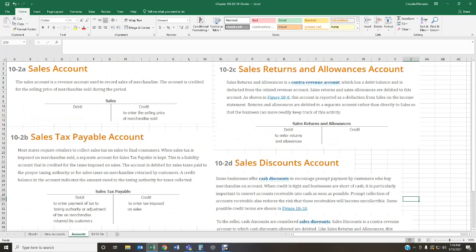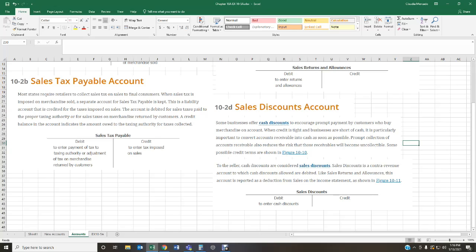We also have sales returns and allowances. It's basically a contra revenue account which has a debit balance, and it is deducted from the related revenue account. So sales returns and allowances are debited to this account. Whenever you have a sales return and allowance, it's going to have a normal balance of a debit.